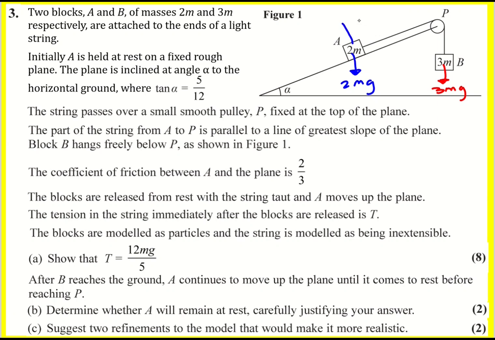There's going to be a normal reaction, so I'm going to add that in now. Sometimes I forget to do that. And I'll leave everything else for the moment to keep reading through. So A is held at rest on a rough horizontal plane, so there's going to be some friction going on. And it's inclined at angle alpha to the horizontal, where tan alpha is 5/12.